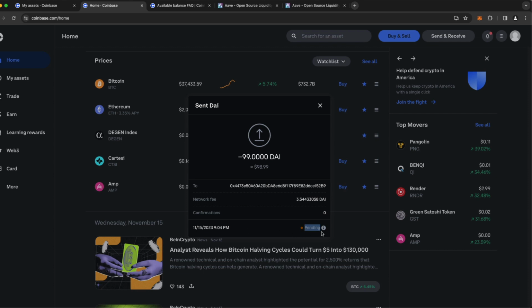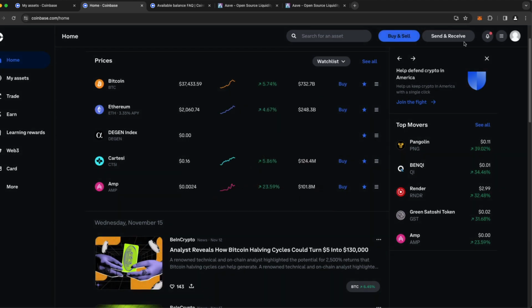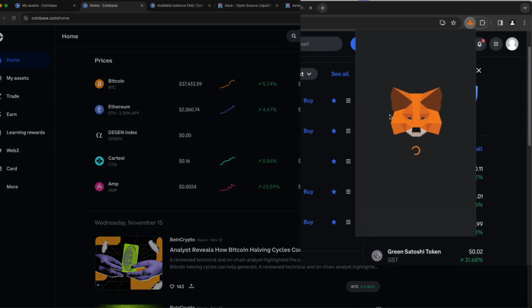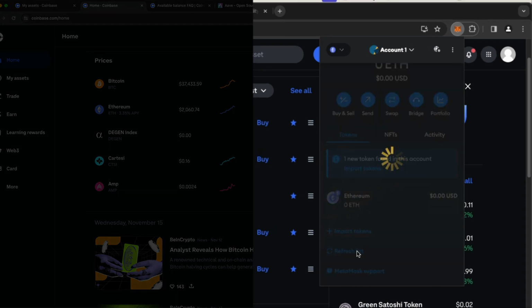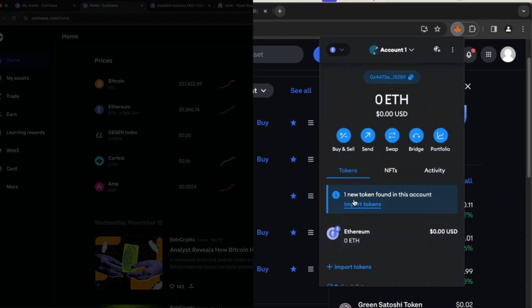Once this status is no longer pending and it's successful, I'll show you what it looks like in our wallet. If you don't see it instantly in your wallet, don't panic. It's probably still processing. All right, now I'm going to go ahead and check on the status of everything. If I come into my wallet here and click the refresh list, it says that it found one new token that was associated with this account. And I'm assuming that's the funds that we sent over.